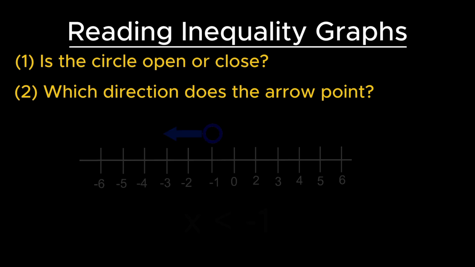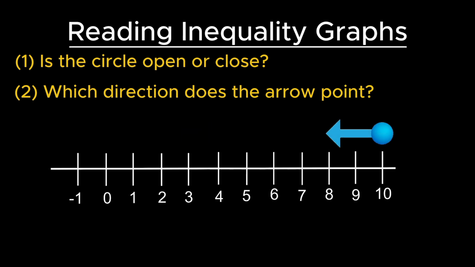Another example. We have a closed circle at 10. This means 10 is included. And the arrow is pointing to the left, which means less than. So, the inequality is x ≤ 10.